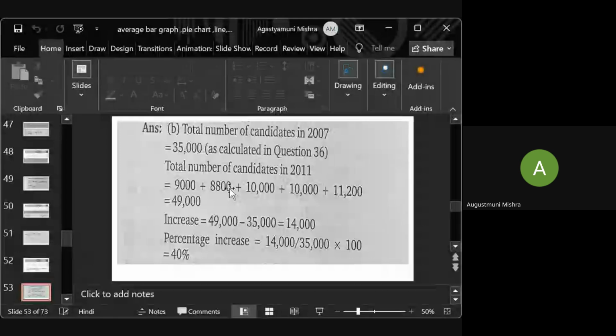Otherwise, you can just add it, and after that take the increase percent minus the decrease one, and you will get the answer. The percentage increase formula is part by whole into 100. Through that you will get the answer. So that is B. I hope that is clear to everyone, or if you need any other explanation, you can tell me. Okay, I hope there is no need for explanation right now, so I'm changing it.